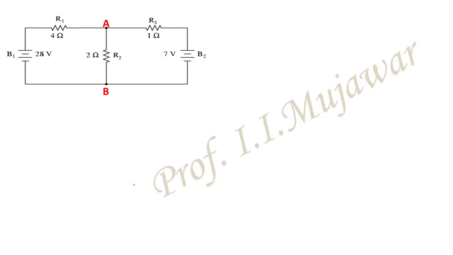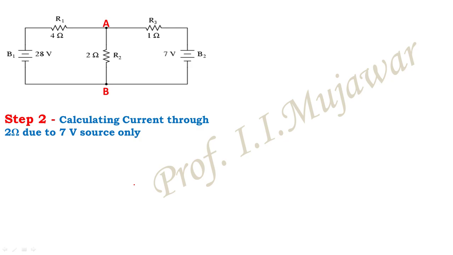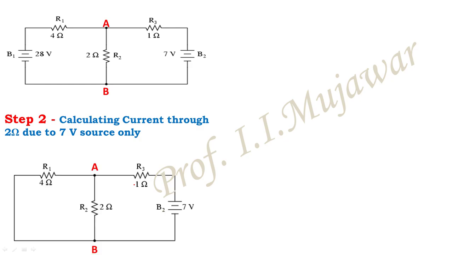Now in the next step, we have to calculate the current through 2 ohm due to 7 volt battery. At that time, the 28 volt battery should be removed. That means we replace the 28 volt battery by a short circuit. Again, we will follow the same procedure. Now here we will find the resistance seen by this battery, let it be RT. Then we will calculate the current delivered by the battery, let it be IT.